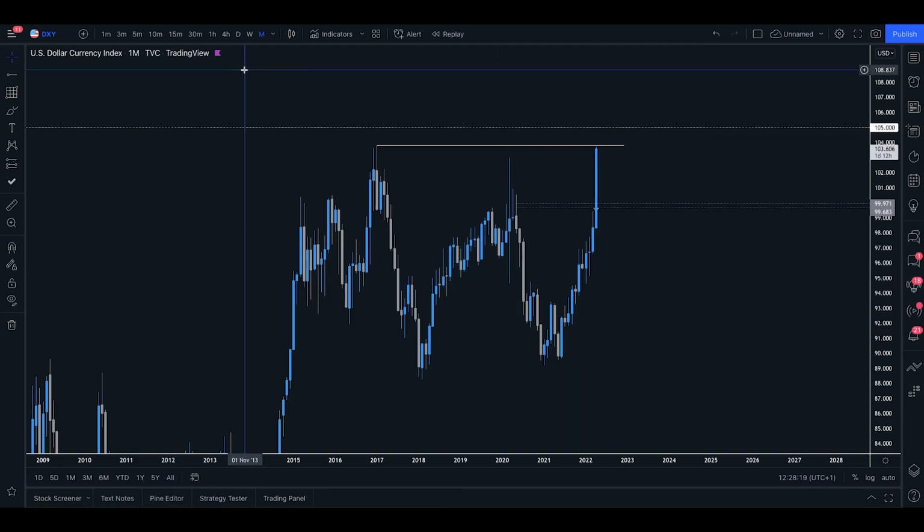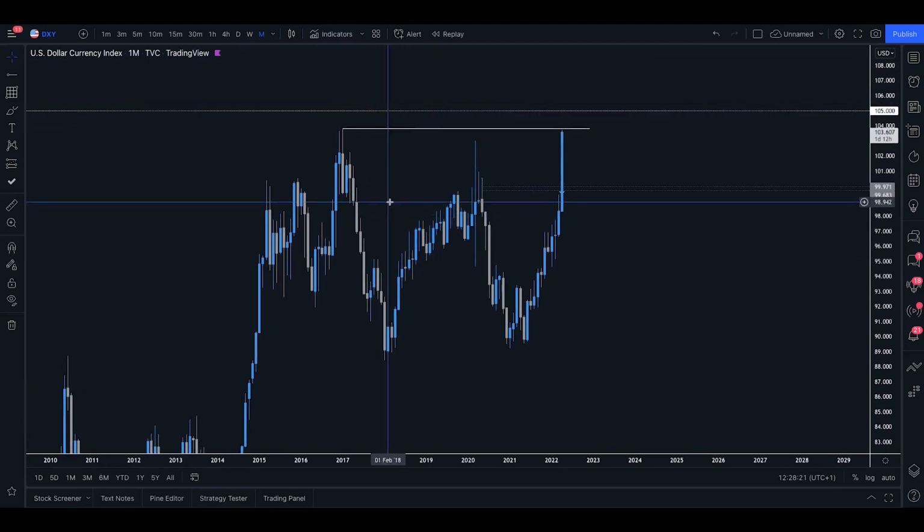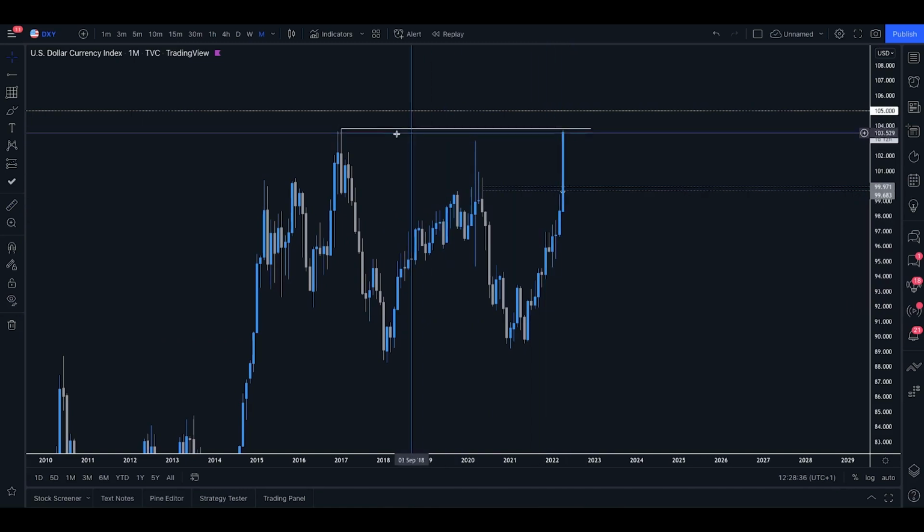So first things first, we're looking at the monthly time frame, and basically what we can see here is the start of the pandemic. This is the weakness that came through for the US dollar throughout the pandemic, and then this is the recovery since mid-2021. As we can see, all of the losses of the pandemic have already been recovered, and the market is now trading at new multi-year highs.